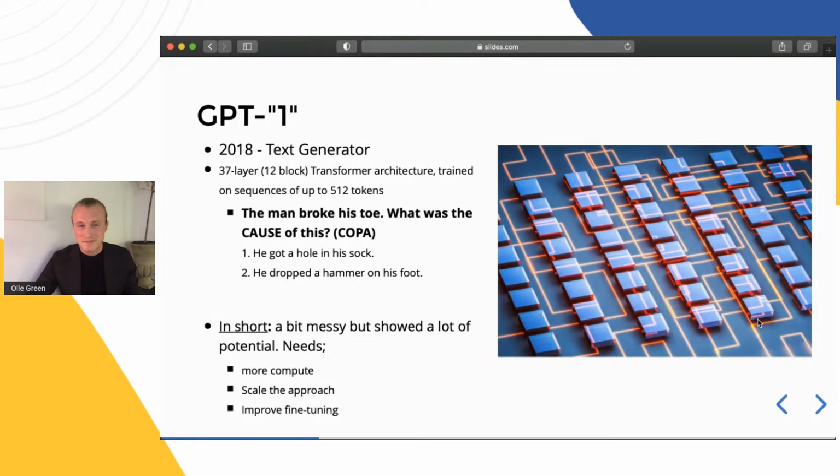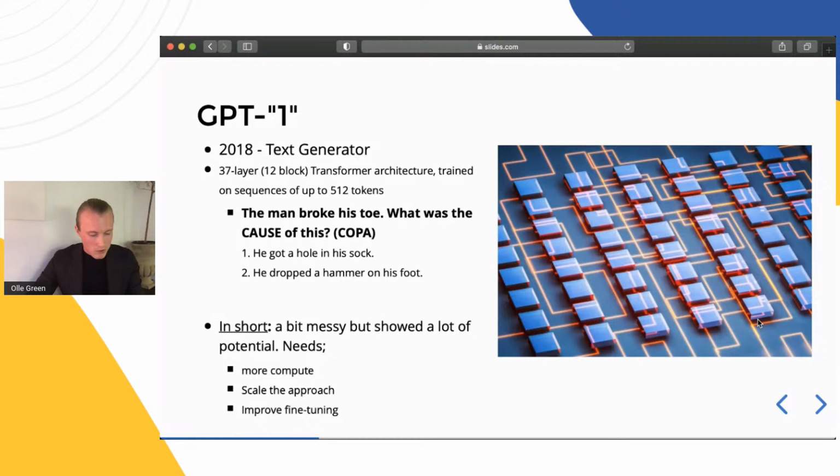And here, basically, the model helped out in a few different scenarios. The COPA test is designed to test common sense reasoning and reading comprehension. So here in GPT-1, with very little tuning to the overall model, when they asked the question, "The man broke his toe, what was the cause of this?" it had a very high likelihood of choosing the right answer, "He dropped a hammer on his foot," versus "He got a hole in his sock." He probably didn't break his toe using a hole in his sock. He probably dropped a hammer on his foot. So overall, this generated pretty impressive results 2 years ago, given a very small amount of training data.